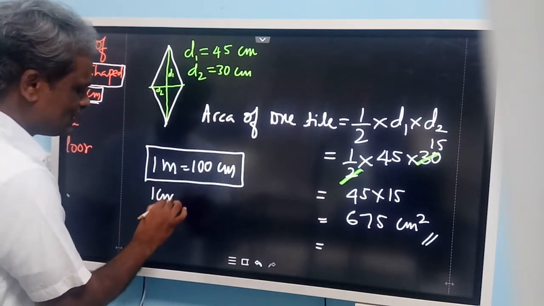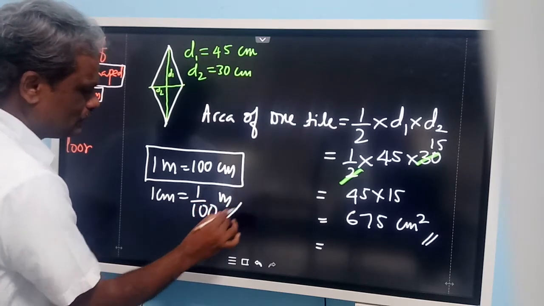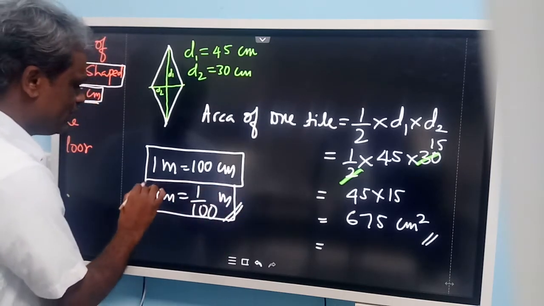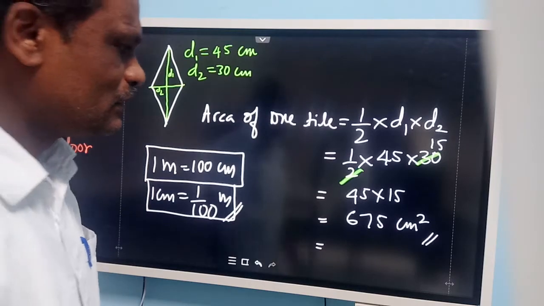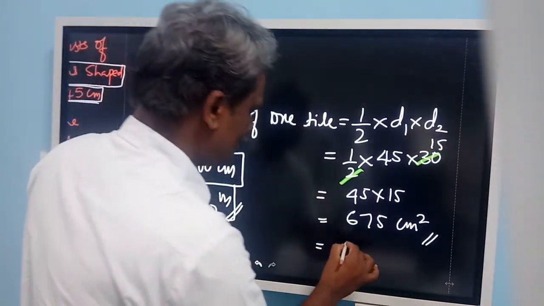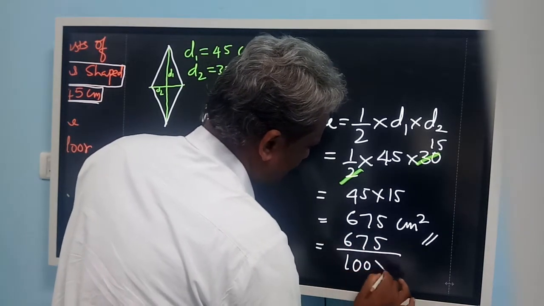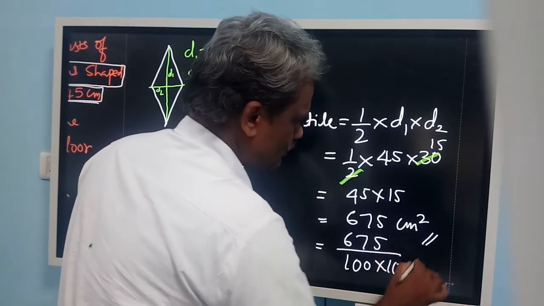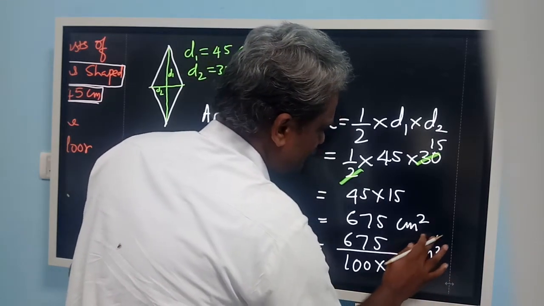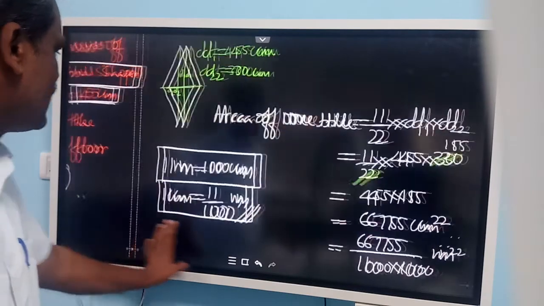So 1 centimeter can be written as 1 by 100 meter. So here we have 2 times. Centimeter square means centimeter into centimeter. So therefore you divide this by 100 into 100. So it is in meter square. Now it is in meter square. So why did I convert this into meter square? That is very important.